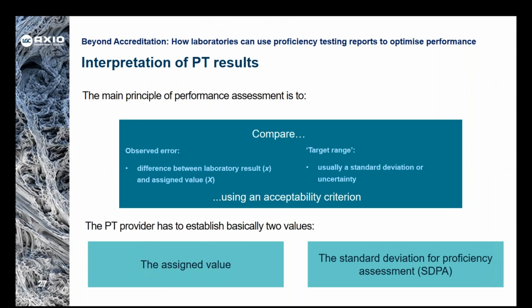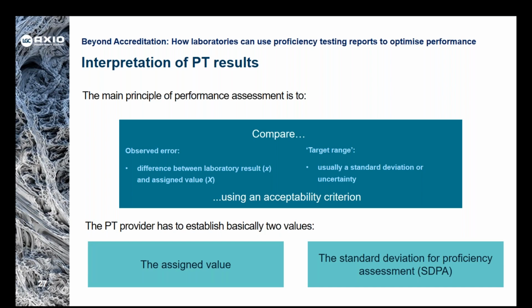Performance assessment is designed to compare an observed error and a target range. An observed error is the difference between the laboratory result and the assigned value. The target range is generally a standard deviation, but in some instances, uncertainty is included in the assessment. An acceptability criteria is established to provide laboratories with guidance on how they performed with their reported result.